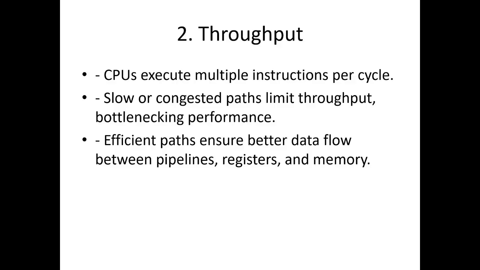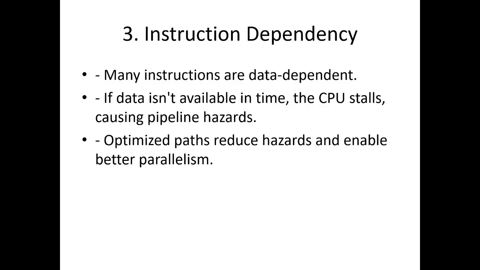If the data cycle path is slow or congested, the throughput, that's the number of instructions processed in a second, will be limited, which lowers the performance of the CPU. Also, instruction dependency. Many CPU instructions are data dependent. If data from one stage of the cycle path is not available in time for the next instruction, the CPU will delay or stall, leading to pipeline hazards like data hazards or control hazards.